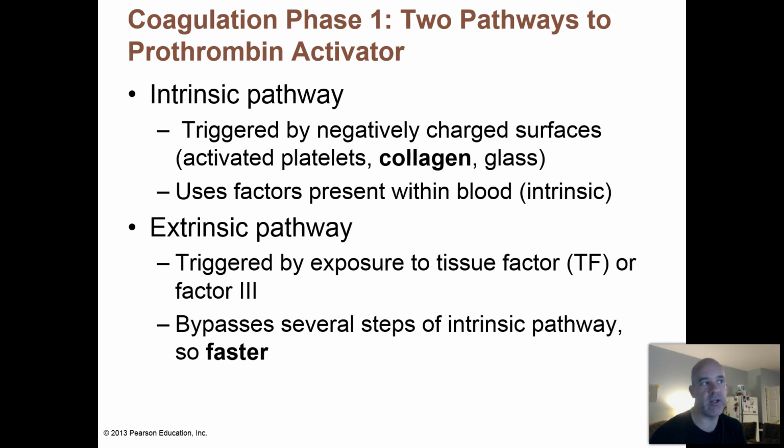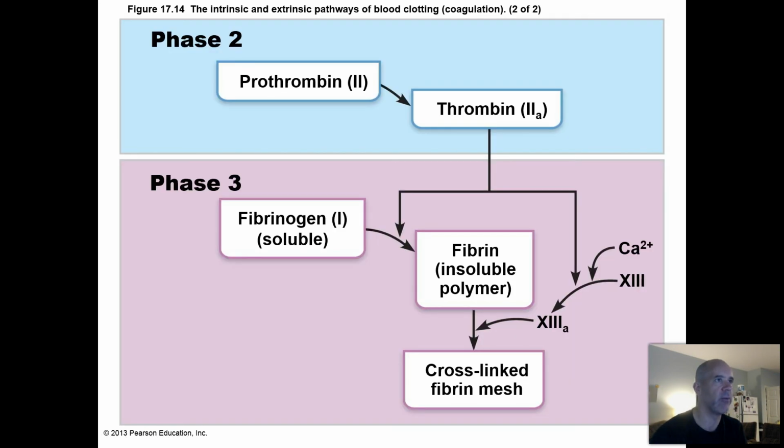Your extrinsic pathway, as you can probably tell from the diagram, is going to be faster because you don't have as many steps. And typically the intrinsic and extrinsic pathways happen together, because the intrinsic pathway is going to happen anytime you rip open a blood vessel and expose the collagen in the walls of the blood vessel. But whenever you have an injury like that, you're almost always injuring tissue cells as well. And then they're going to release the tissue factor that sets off that extrinsic pathway.